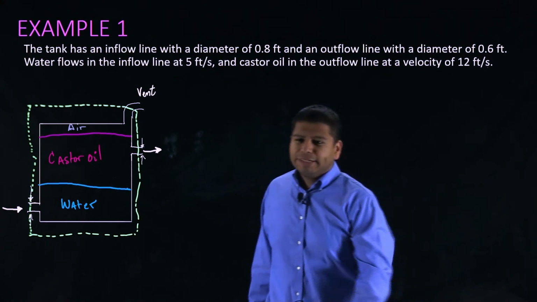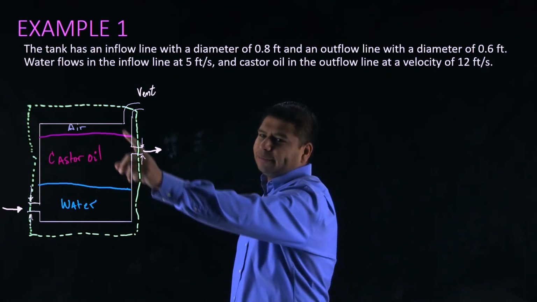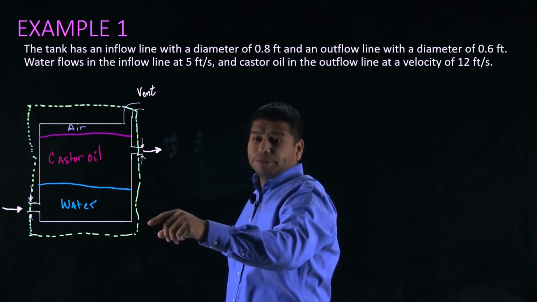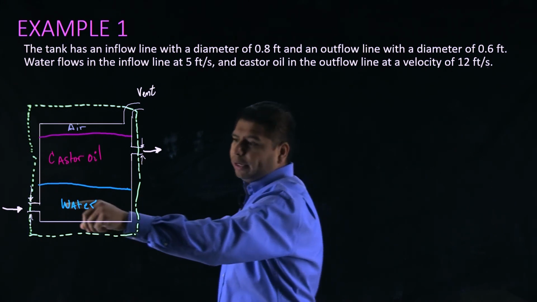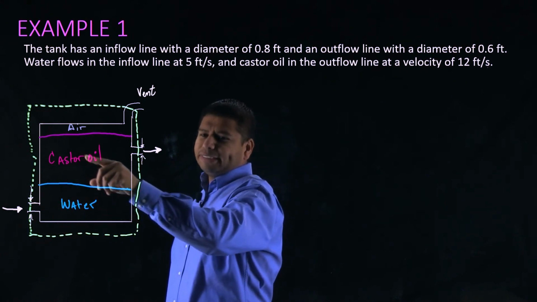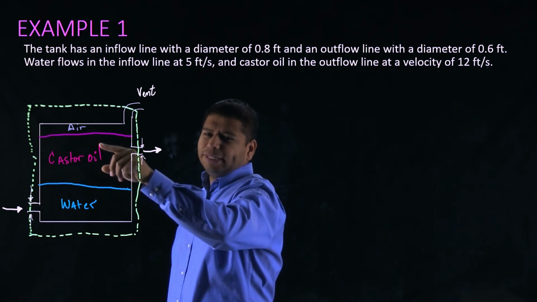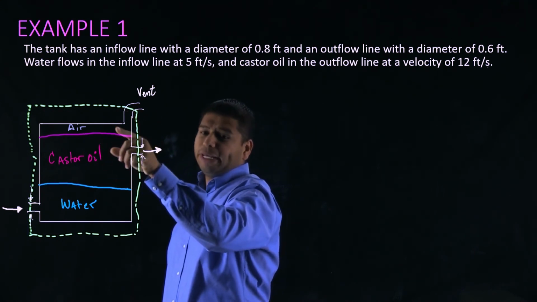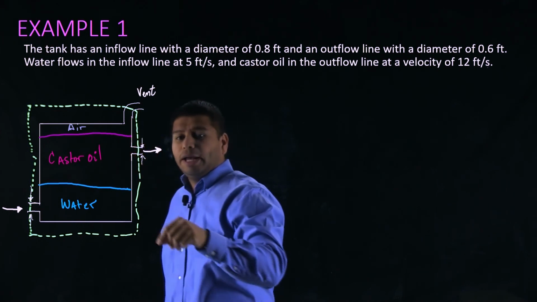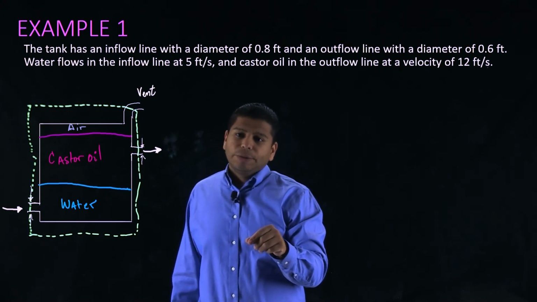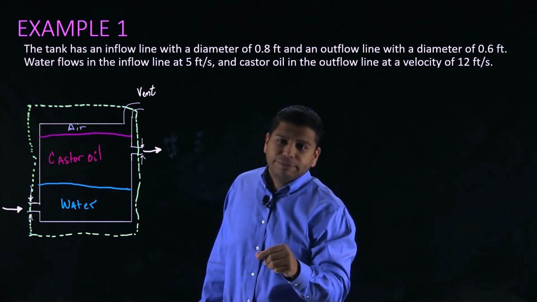So what we have here is a tank, as you can see over here. Interestingly, we have three types of fluids. At the bottom we have water coming in. Eventually we reach an oil layer, which is here in the middle. And we have a vent where air can come in or go out, which we do not know at this point. The tank has an inflow line.